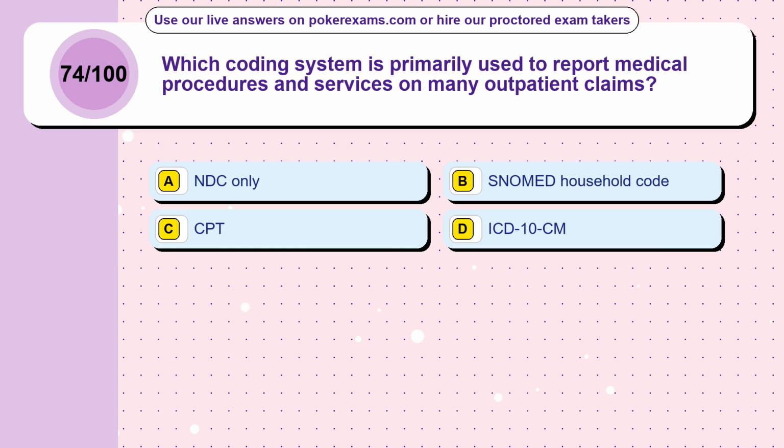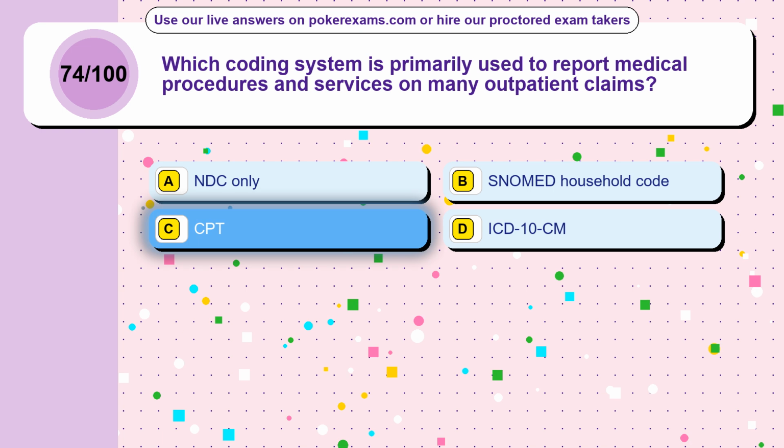Question 74. Which coding system is primarily used to report medical procedures and services on many outpatient claims? Option A, NDC only. Option B, SNOMED household code. Option C, CPT. Option D, ICD-10-CM. The correct answer is option C, CPT.